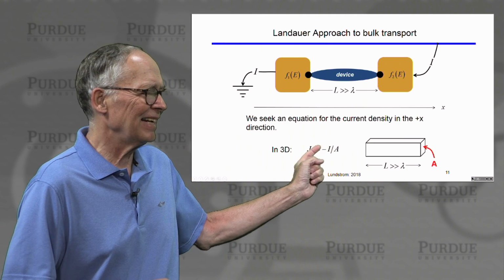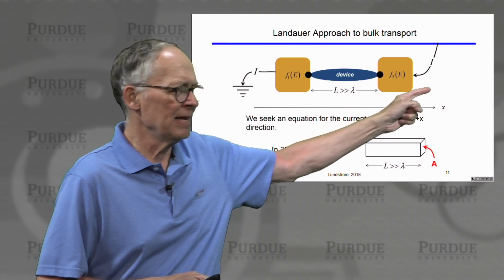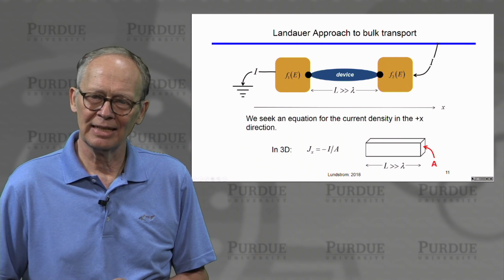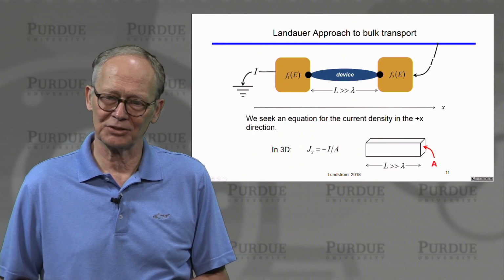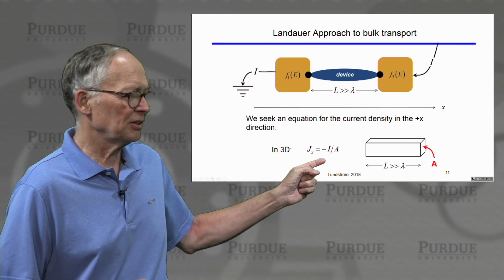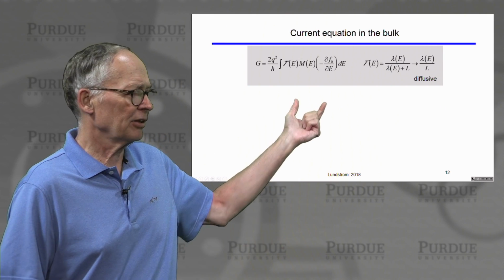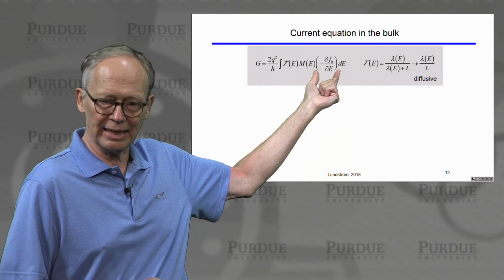There's a minus sign here because I'm interested in the current in the plus x direction, and we have defined the current direction in this little nano device to be positive when it flows into contact 2, which is in the minus x direction. All right, so let's compute the current density with our approach. Here's our conductance expression, assuming small applied bias.